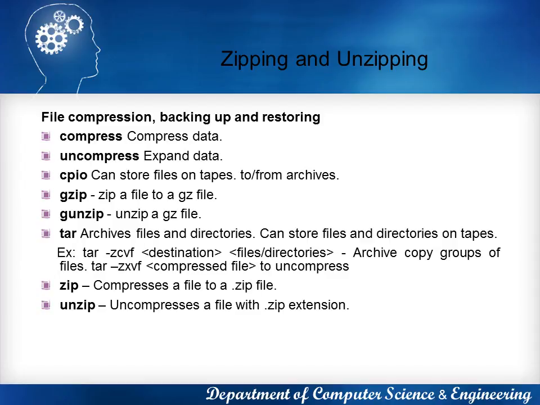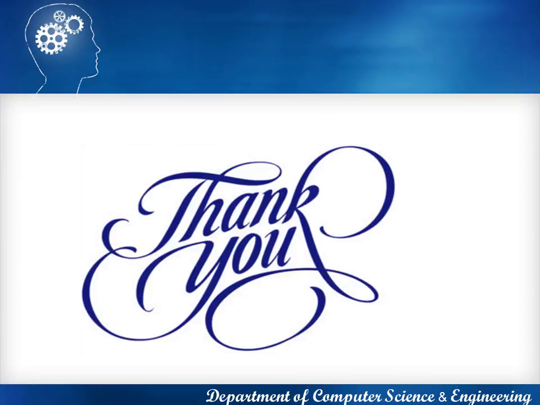It has some advanced levels. Gzip zips a file with the .gz extension. Gunzip unzips a file, also .gz. tar archives files and directories; it stores files and directories on tapes. Tapes means external devices like CDs, USBs, and similar devices. Zip compresses a file to a .zip file. Unzip uncompresses a file with a .zip extension.